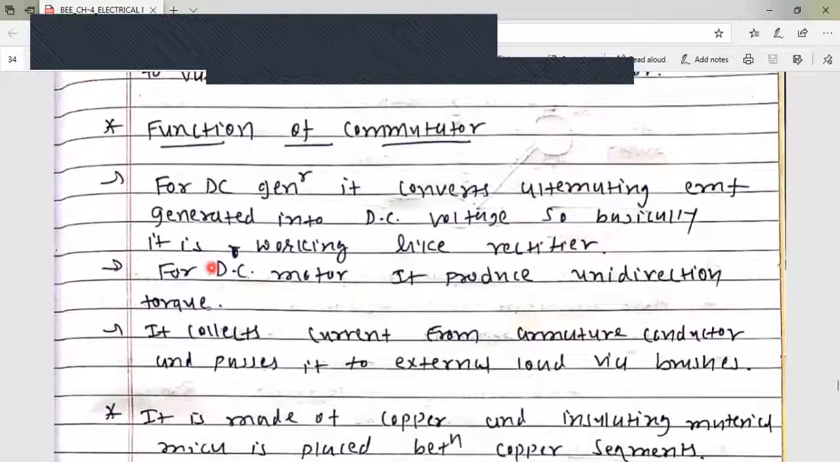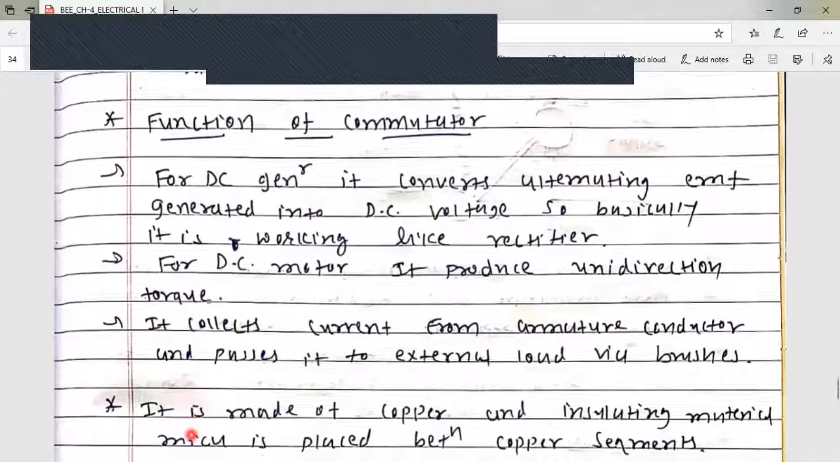So basically, it is working like a rectifier. We know that a rectifier converts AC voltage into DC voltage. For a DC motor, it produces unidirectional torque. The function of the commutator is to produce unidirectional torque. It collects current from the armature conductors and passes it to the external load via the brushes.